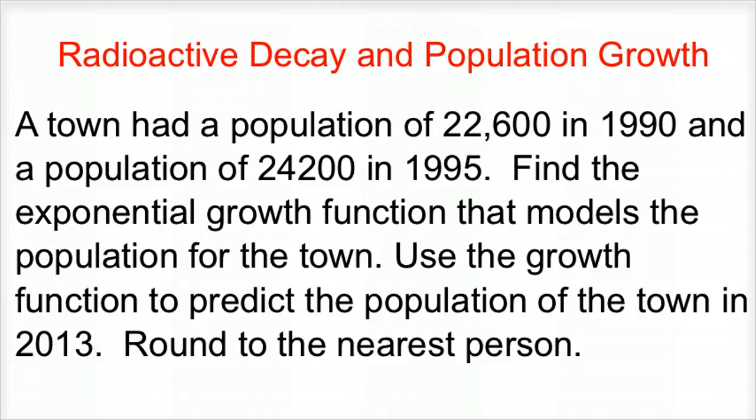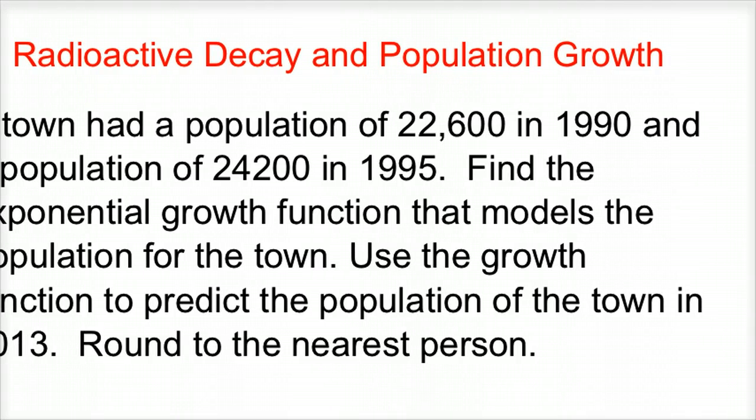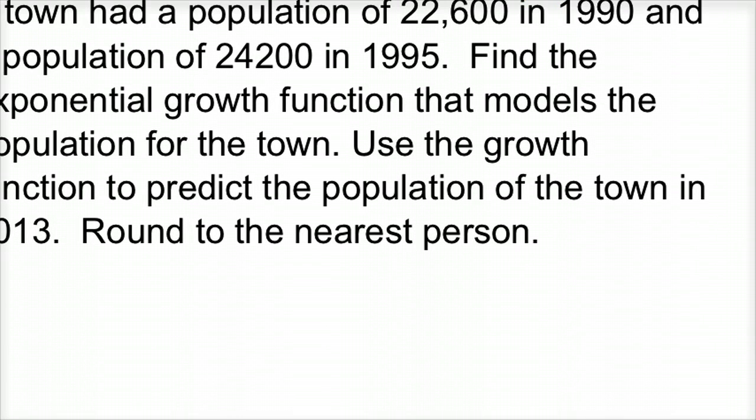So here we go. We'll start with the population growth one. A town has a population of 22,600 in 1990 and a population of 24,200 in 1995. Find the exponential growth function that models the population for the town. Use the growth function to predict the population of the town in 2013. Round to the nearest person. So we'll go ahead and set this one up.